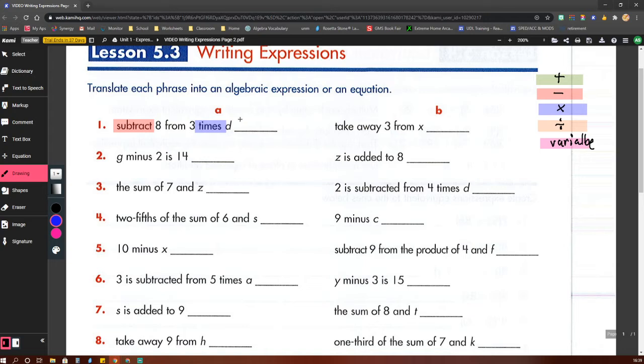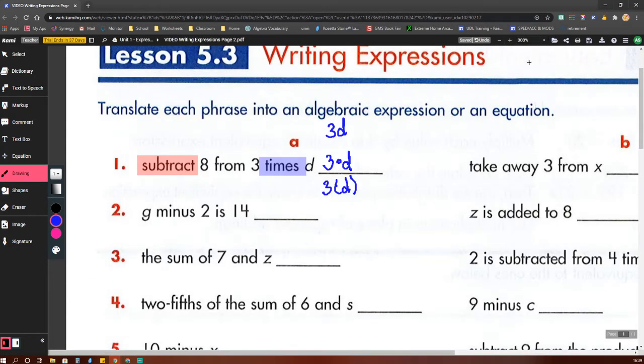So you can do it a couple ways. You can do 3d, or you can do 3 times d, or you can do 3 parentheses d. Each one represents multiplication. I'm having a hard time writing, so I'm going to zoom in a little bit more. So the one I'm going to use is 3 times d. Then subtract means the minus sign, 8. And that's all you got to do.